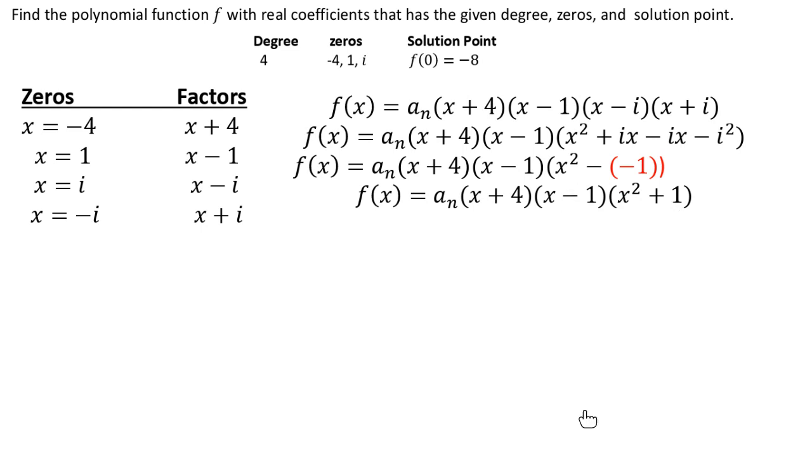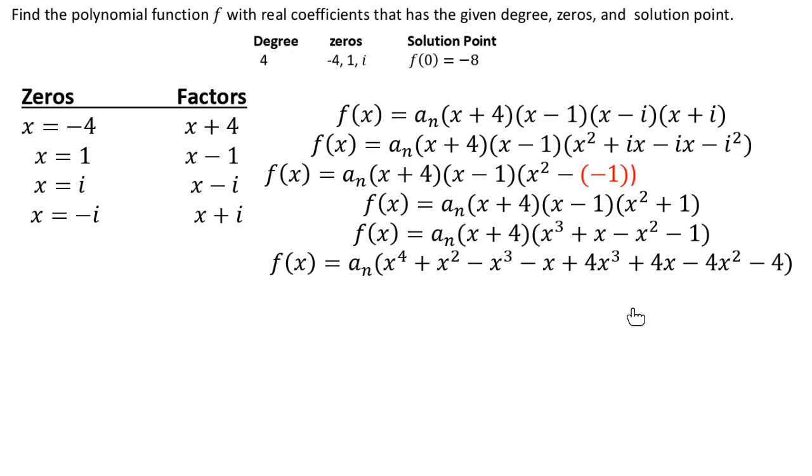Now I'm going to do these two terms. These two terms are going to give me x cubed plus x minus x squared minus 1. Again, I don't have any like terms, but I'm going to rewrite it. I didn't show my work here, but I would rewrite it first and then multiply the x plus 4 to this polynomial, which gives me this big list.